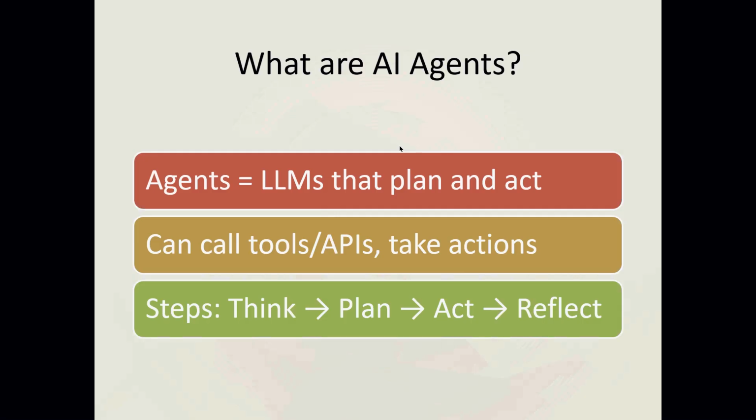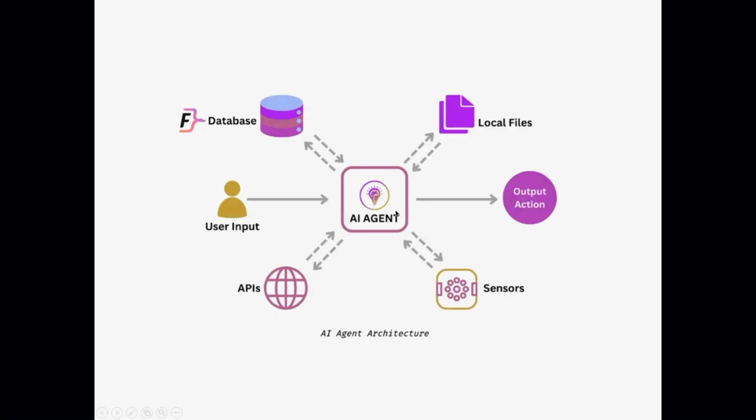So agents are nothing but LLMs that plan and act. They can call tools, APIs, and take actions. They think, plan, act, and reflect. When they think, that means LLM is thinking. Then it plans, okay, what I need to call, API or a tool. Then they act. They actually call that particular API or tool, and then they reflect. When the output comes from that particular API and tool, it will reflect on that, and it might repeat the process again. That is agent.